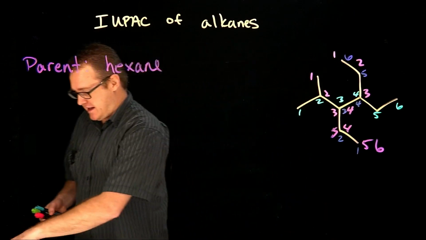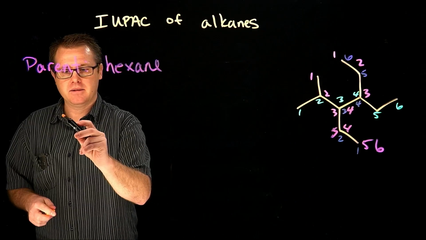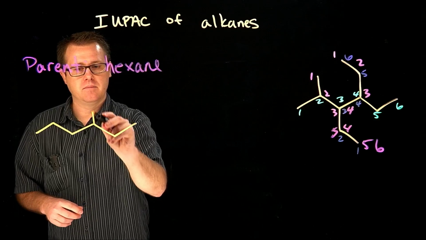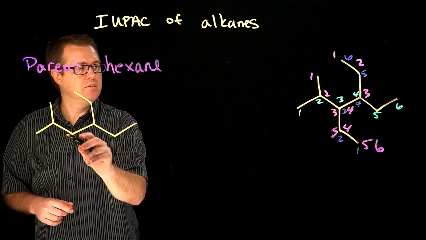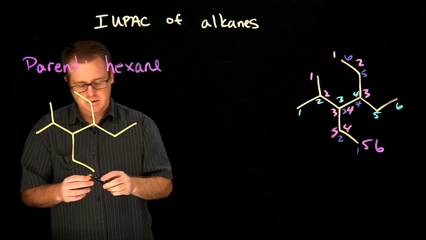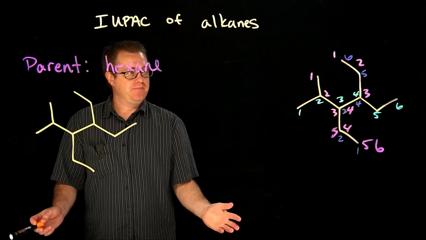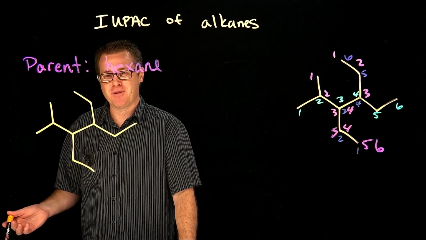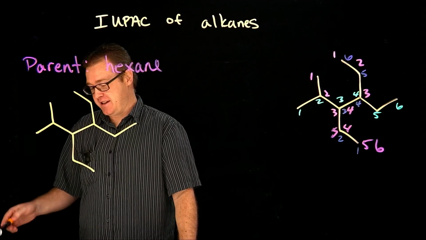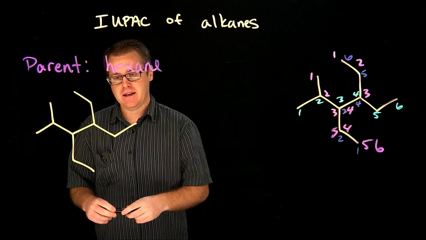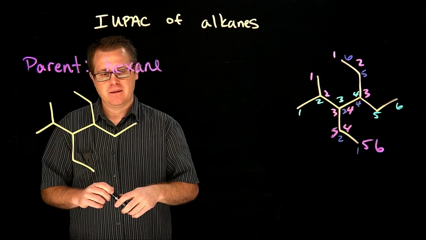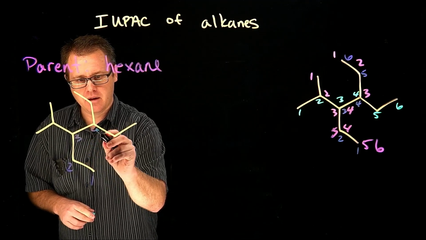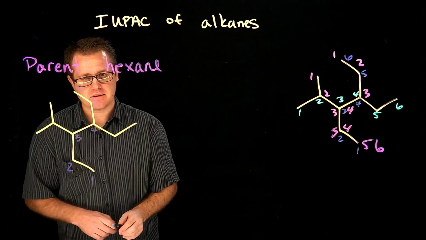So that's pretty messy now, so we can clean that. Let's redraw it here. So we know it's hexane. But now, how do we number it? In which direction and which pathway? Okay, so let's take a look at a couple here. What if I start here? 1, 2, 3, 4, 5, 6.